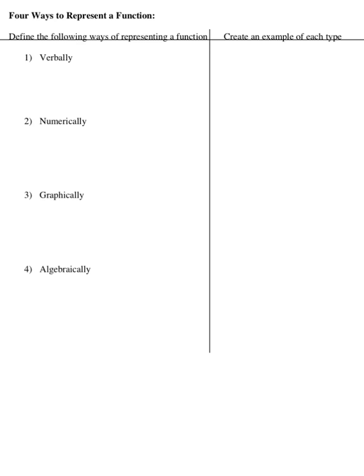We have four ways to represent a function: verbally, numerically, graphically, and algebraically. And right now I'm going to give you the definitions of these, and we're going to look at some examples of each. We can represent verbally using words like input, output.